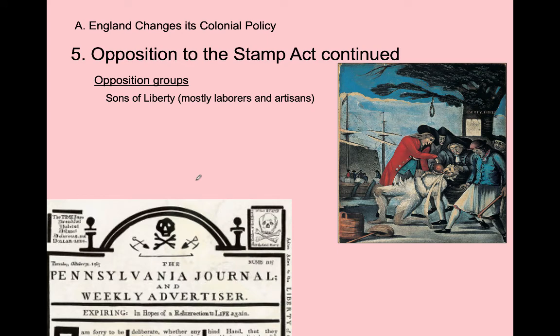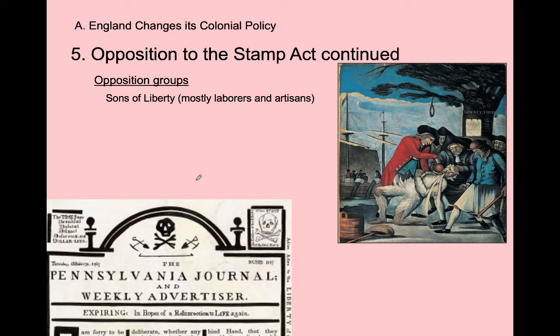So, more opposition to the Stamp Act continues. Who are the opposition groups? We've already said that the leaders are going to be newspaper owners and lawyers. And then from the Sugar Act, we have these rich merchants who are also upset about the taxes. So those are the elite of colonial society. But what if we go down the social structure? Are middle-class people as upset about this? Are lower-class people as upset about this? And the answer is yes.